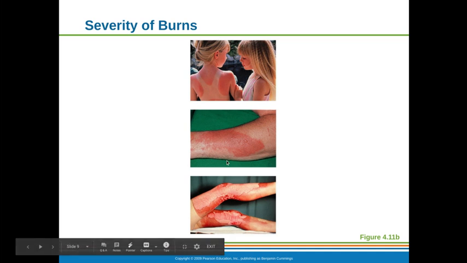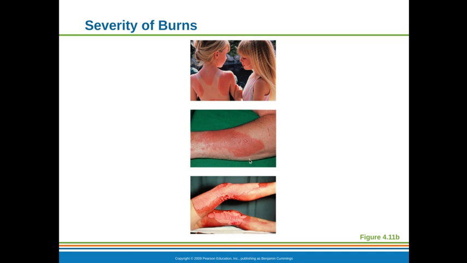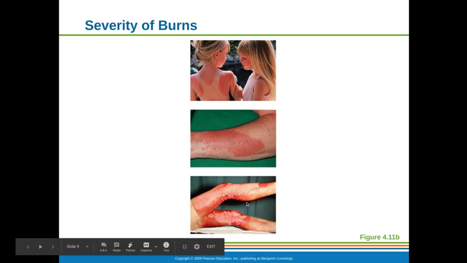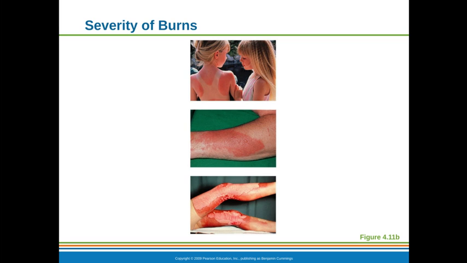This right here appears to be some type of hot liquid that got on someone's forearm, and you can see a few blisters through here. In this last picture, now what we're seeing here is actually clothing that was on someone that was synthetic. And when those synthetic fibers caught on fire, it actually melted to the skin.